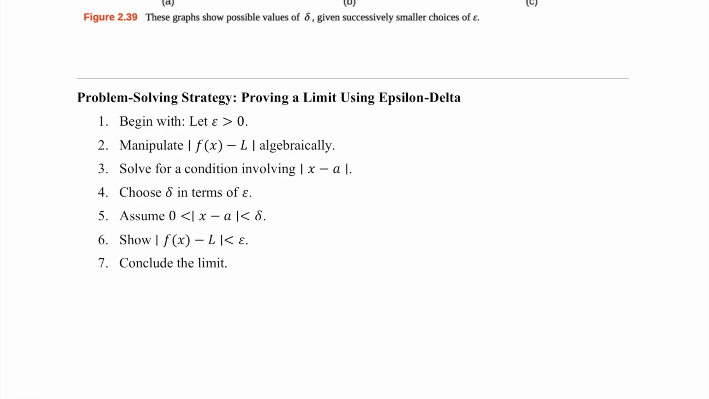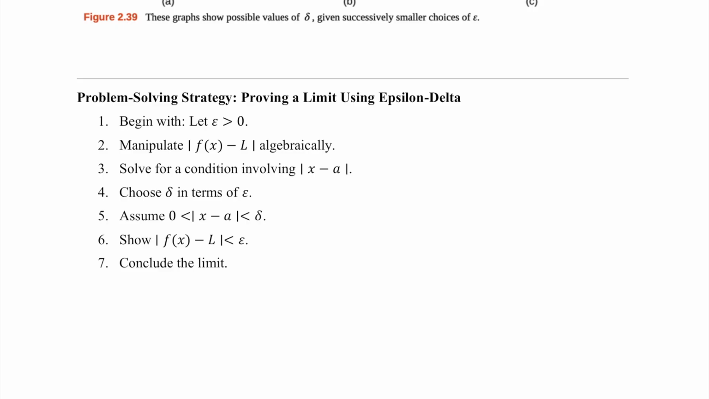Now, let's talk about how to actually prove the limit using epsilon delta. Always start by letting epsilon greater than 0. Then start with the expression absolute value of f of x minus L that represents the vertical distance. Then use algebra to rewrite it in terms of absolute value of x minus A. We're working backward here.